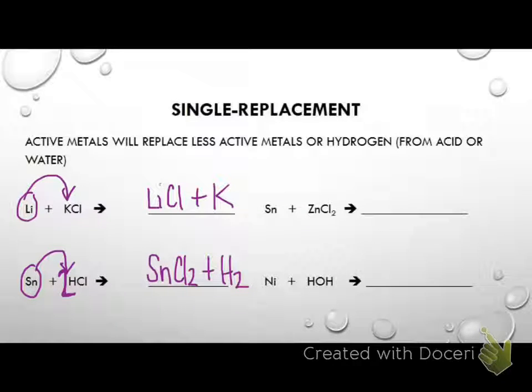Now, tin is one of those things that can form a +2 or a +4, okay? So if you showed that either way, if you showed it as tin +4 and you did SnCl4, that would still, I would consider that to be correct as well, okay? So now let's do the next one.